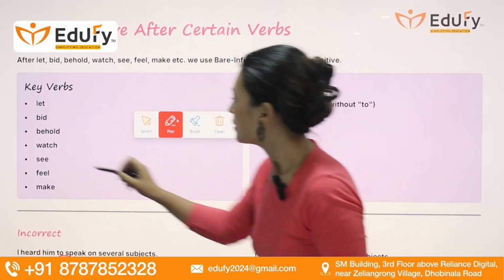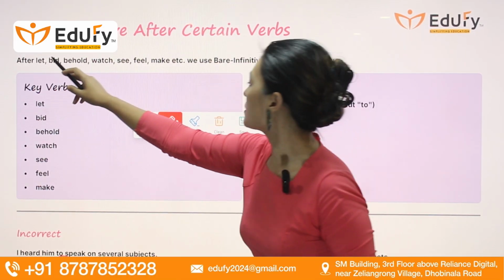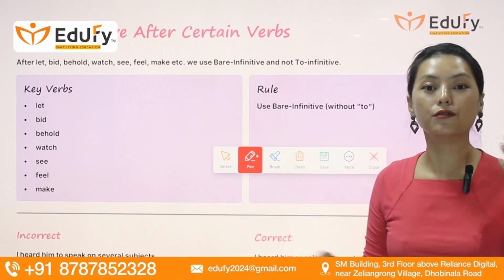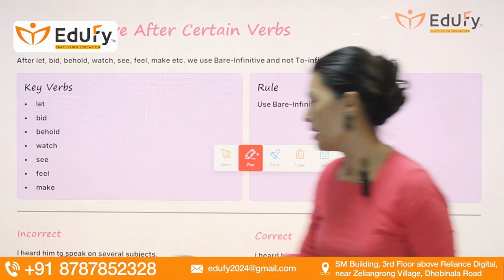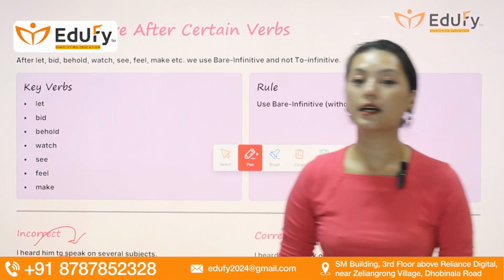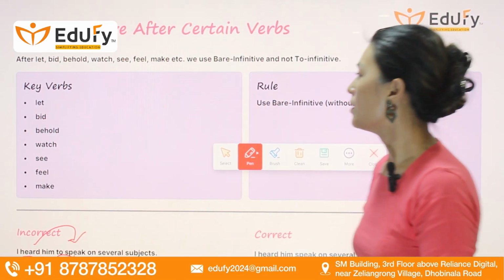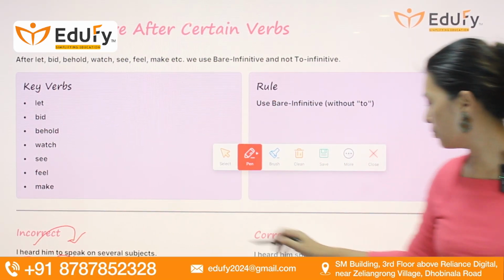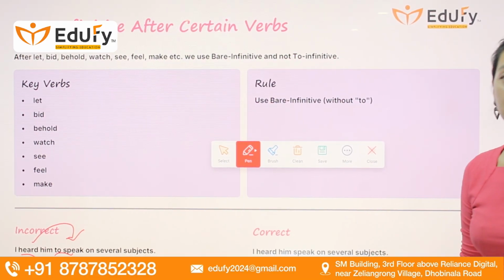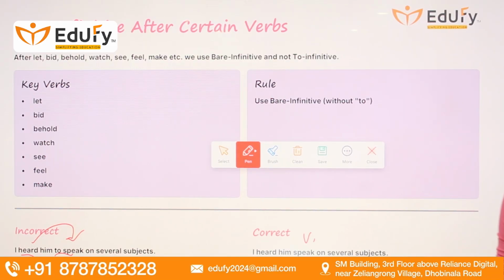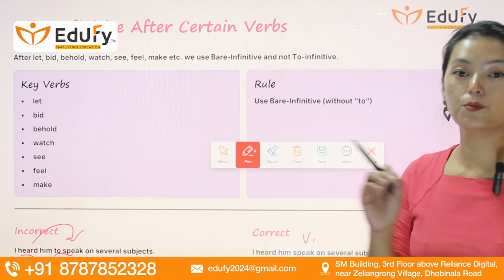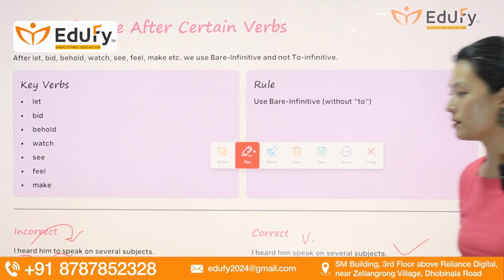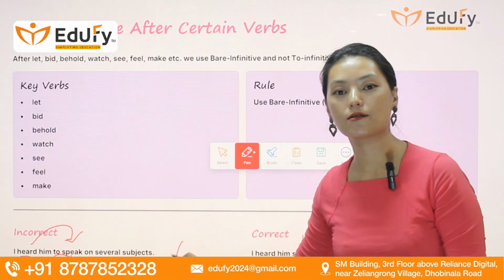Yes or no? Because here, there are certain words such as hear, let, bid, feel, make, etc. Now, all of these words suggest some kind of stationary state of the action. And therefore, when you see the state of the action, it cannot be used with infinitives. Okay? When you see heard or bid or let or behold, then what will happen? You will write the base verb, that is bare infinitive, which is verb 1, without the combination of to plus verb 1. So I heard him speak on several subjects is the right answer. I heard him to speak on several subjects, wrong again.